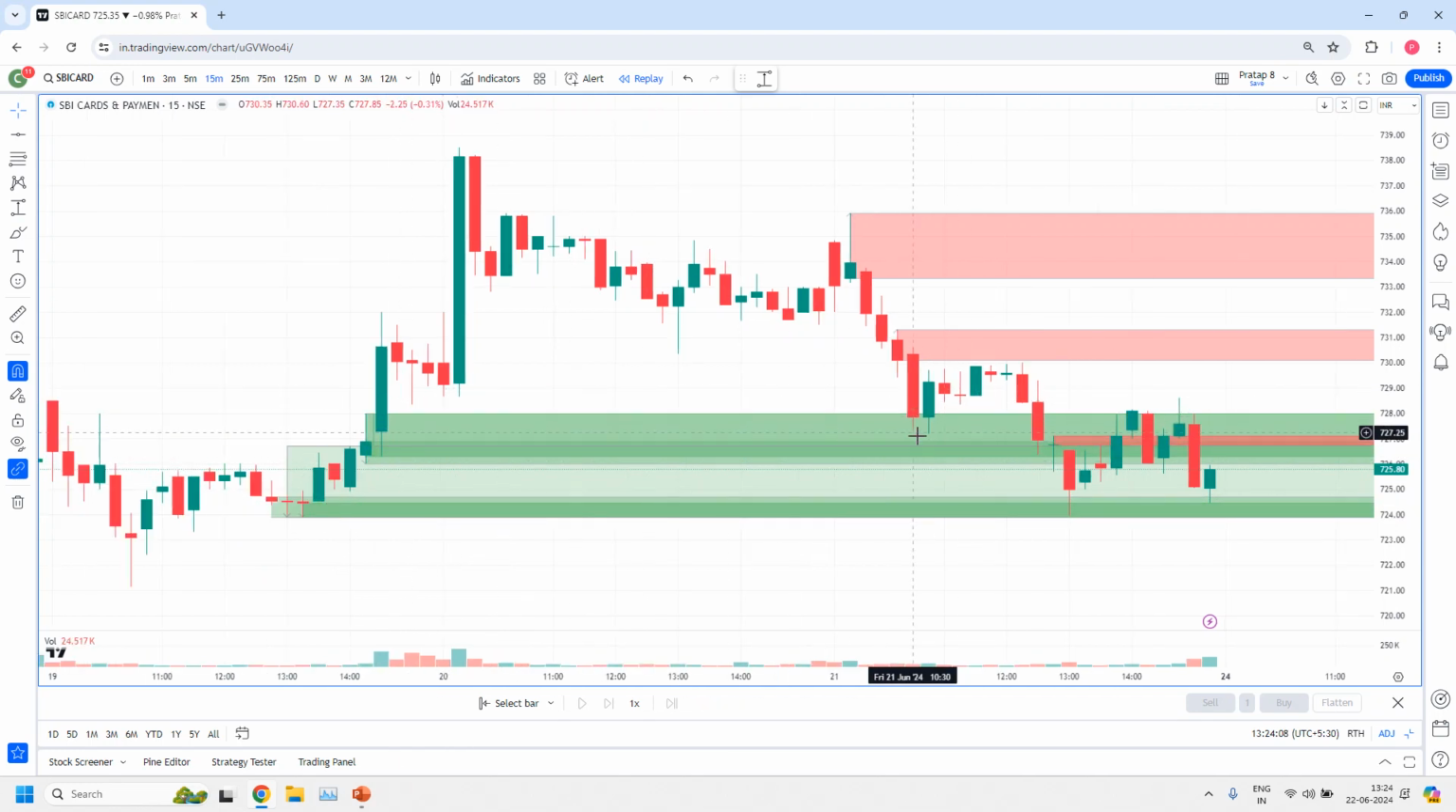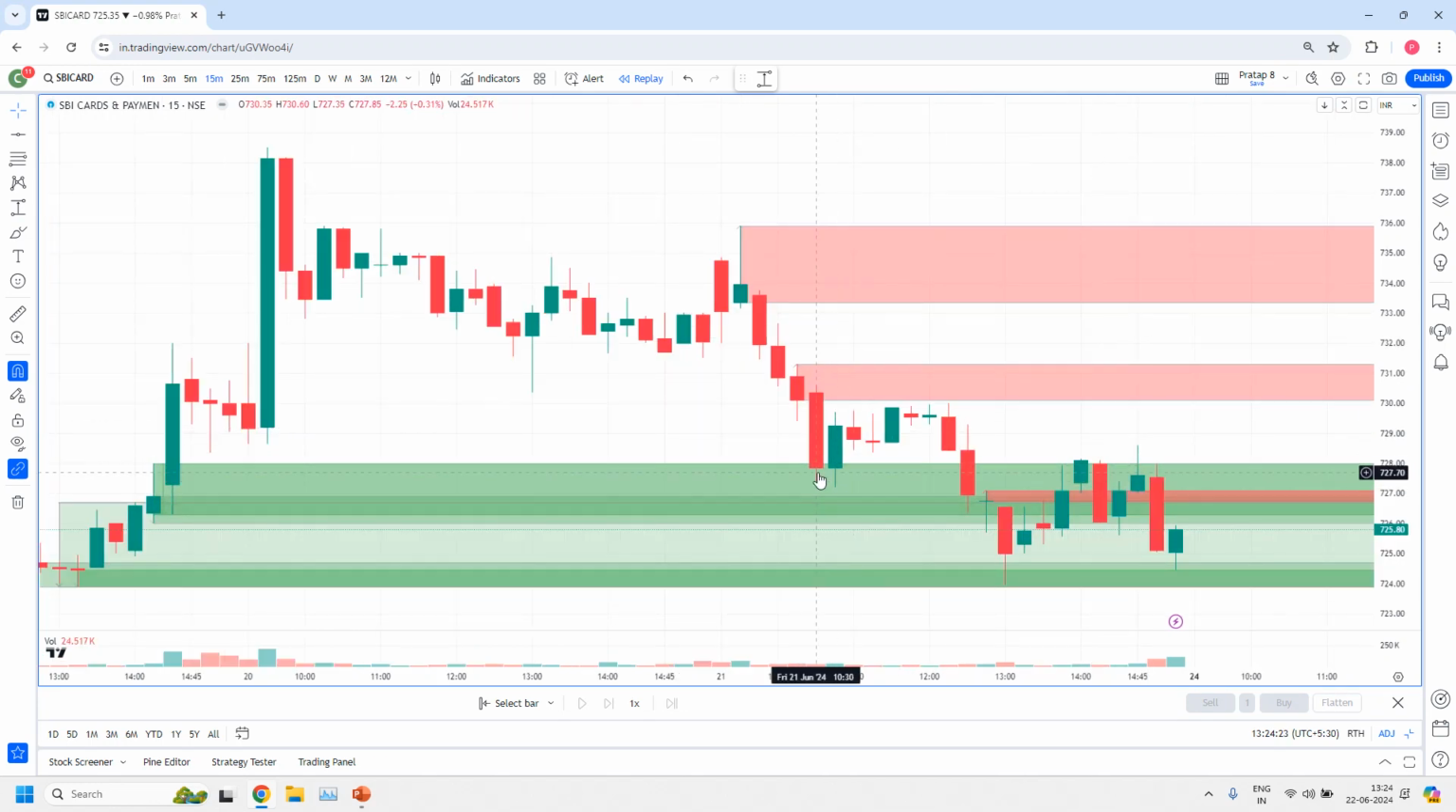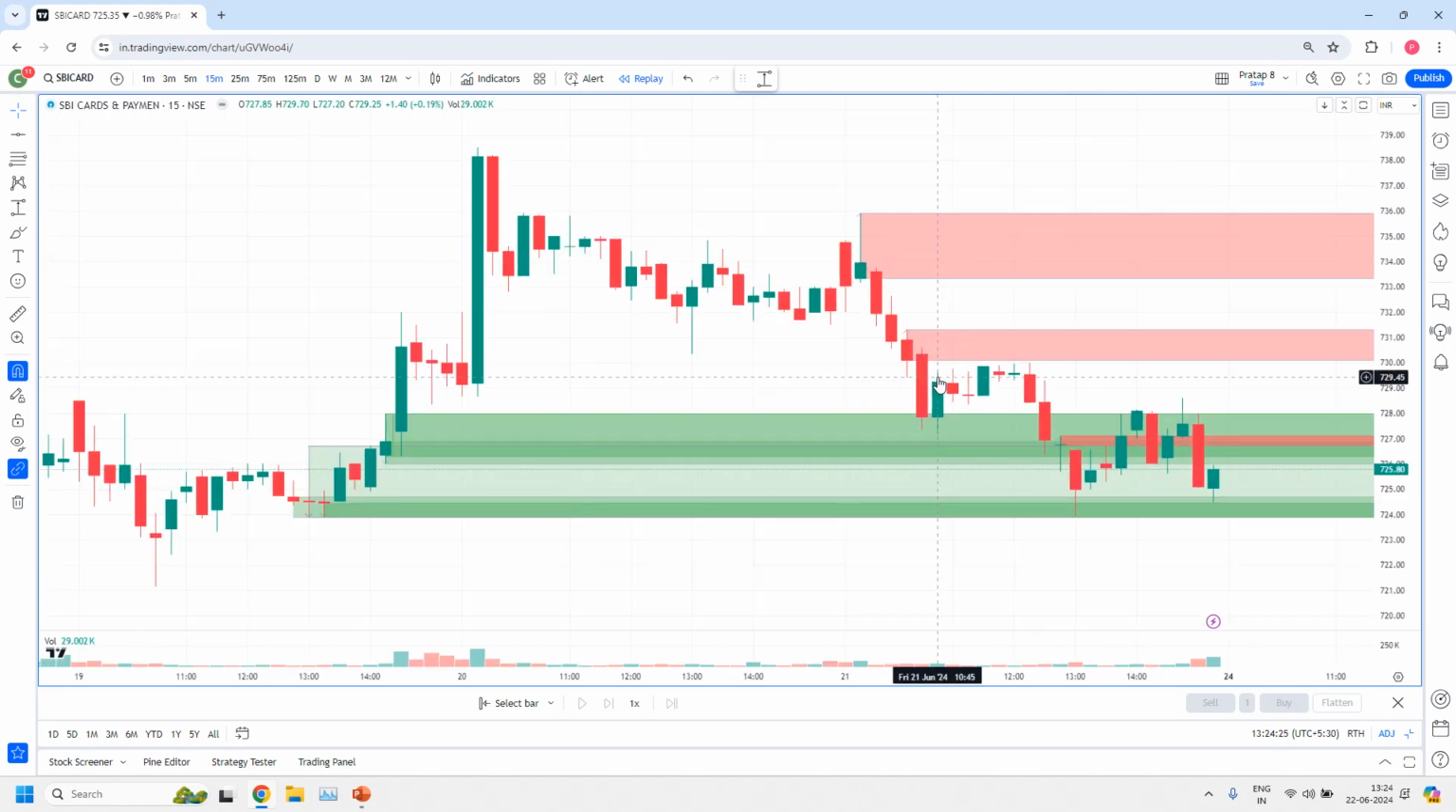Actually the first one also gave you a trade till the next 15-minute zone. But RR is not good. But the next one, RR is good, and with good orders it reached. Actually you should have rejected this trade because RR is not good, and you should have accepted this trade because RR is good.